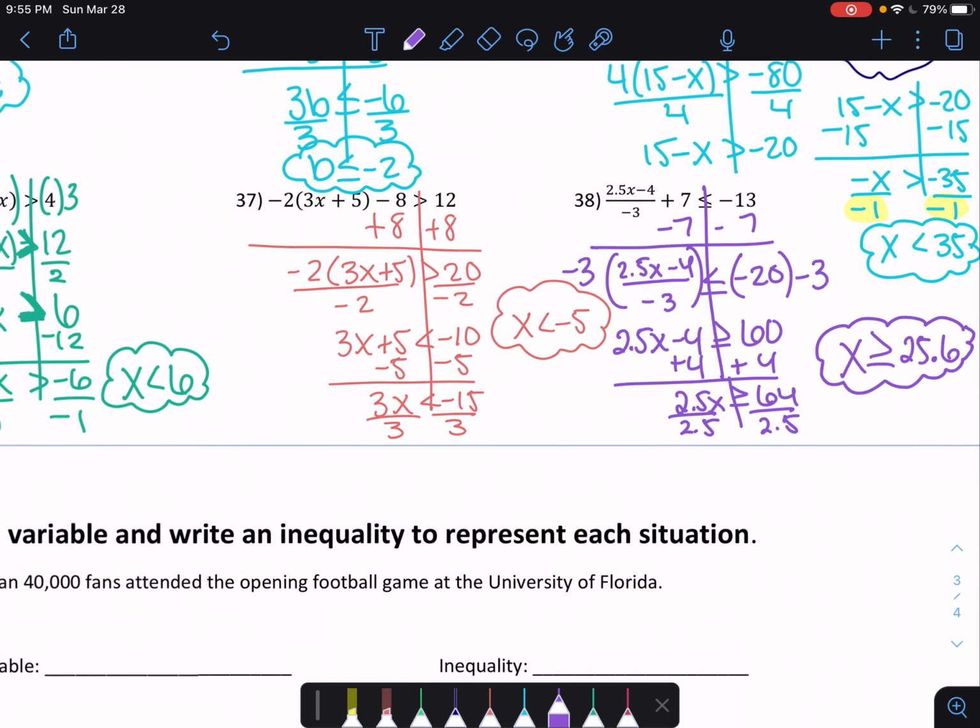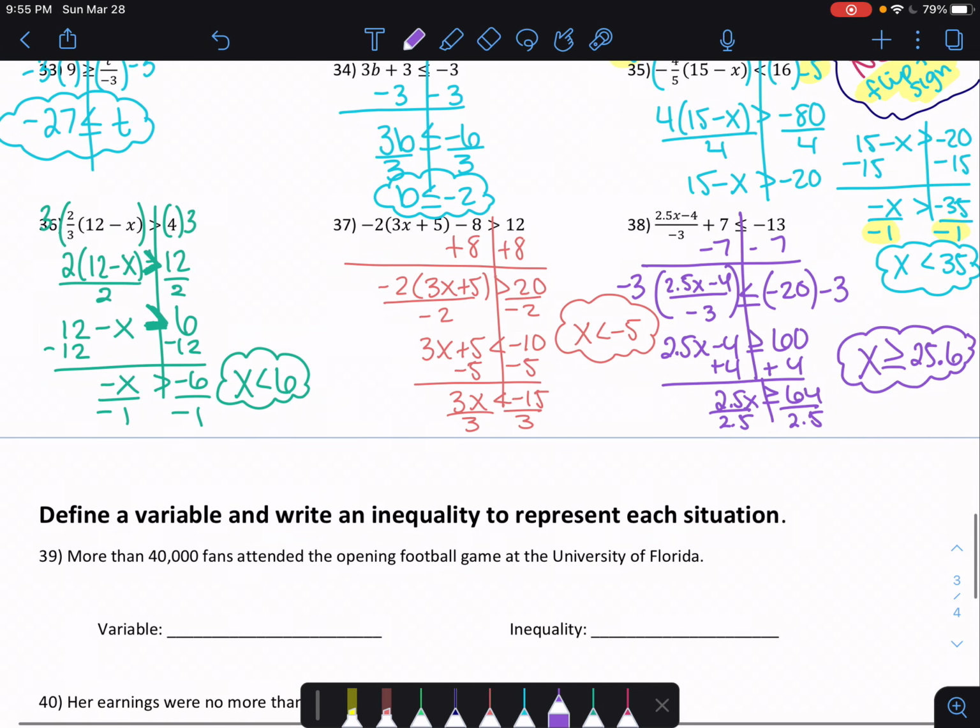So I used a calculator on that one. Remember what I told you about calculators? If you tell it the wrong information, it's going to tell you the wrong answer. So I double checked my work here. 64 divided by 2.5 is 25.6. So x is greater than or equal to 25.6.